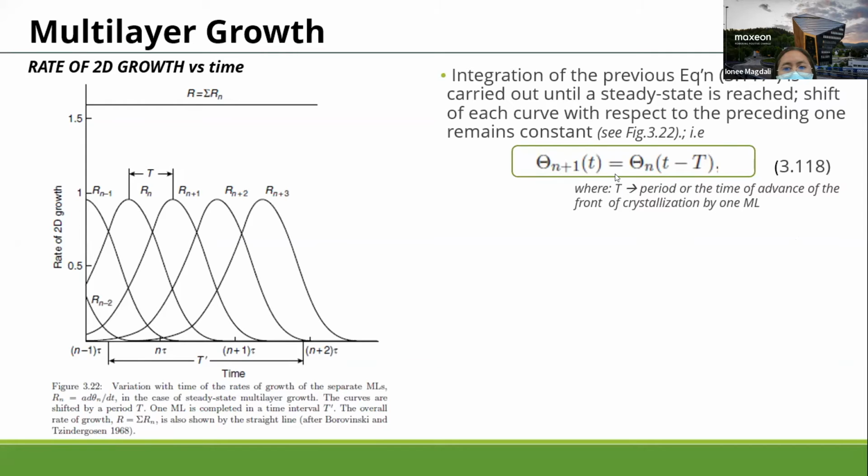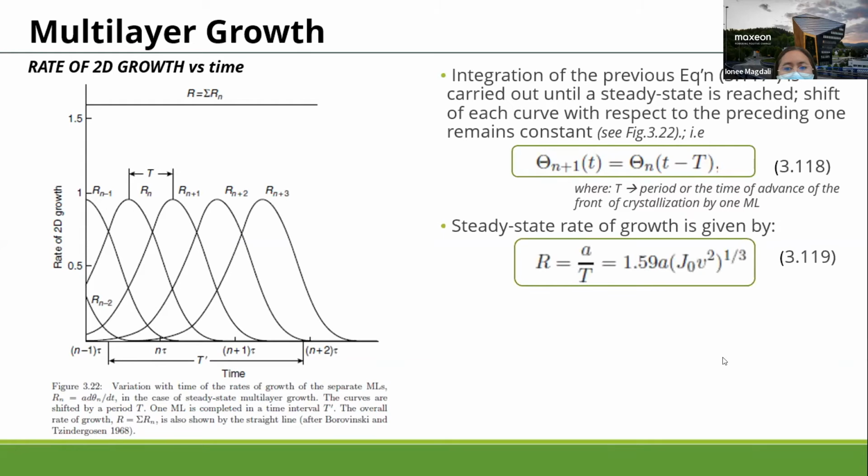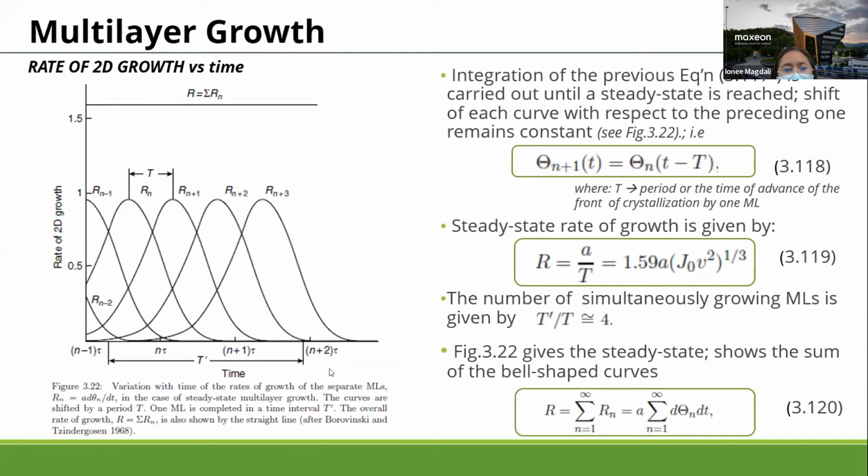Here, T is the period, or the time of advance of the front of crystallization by one monolayer. We also have another equation, which is the steady state rate of growth given by equation 3.119. The number of simultaneously growing monolayers is given by T prime over T, approximately equal to 4. Figure 3.22 gives the steady state and shows the sum of the bell-shaped curves, shown here as the straight line.